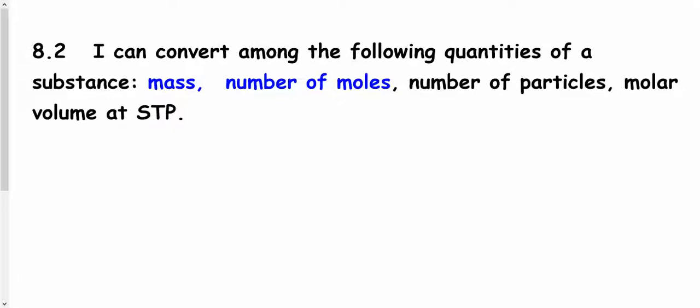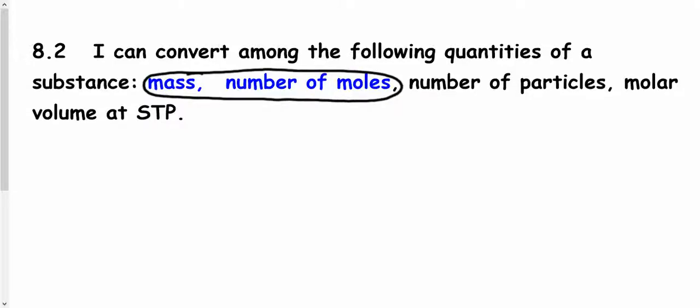Target 8.2. I can convert among the following quantities of a substance: mass to number of moles, number of particles, or molar volume at STP. First I'm going to concentrate on mass to moles and moles to mass. Then we'll move on.